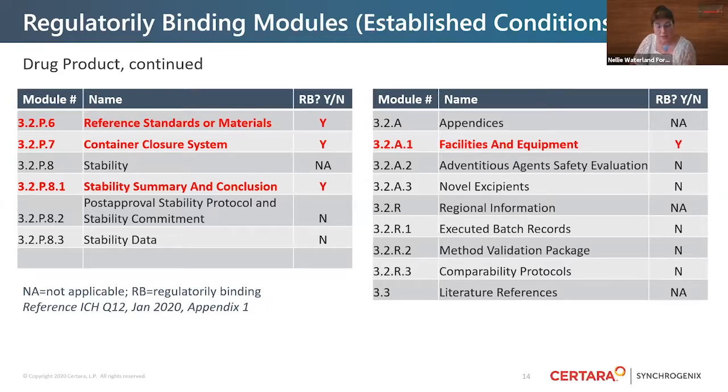So 3.2.A.1, facilities and equipment, is usually submitted as what used to be known as a site master file. It's regulatorily binding. It is also a nice to have for small molecules, but for large molecules and vaccines, it is definitely regulatorily binding, and it's definitely required in more detail than you would require in a small molecule. And that will be discussed by my colleagues also.